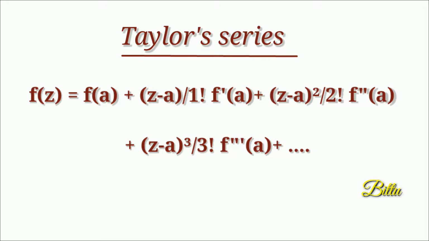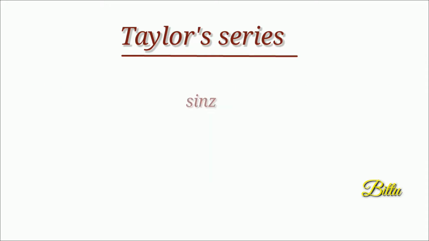Just for an illustration, we know sin z is an entire function. That means it is analytic everywhere in the entire complex plane. So you can expand sin z in the form of an infinite series containing positive powers of z minus a, where a can be any point in the complex plane. If a equals pi, you can expand sin z in the form of an infinite series containing positive powers of z minus pi. If a is minus pi, then we can express sin z in the form of an infinite series containing positive powers of z plus pi.